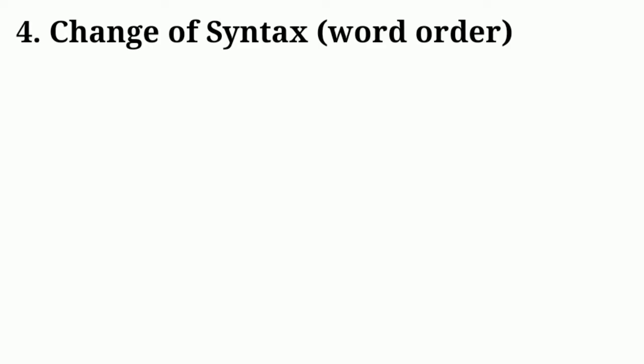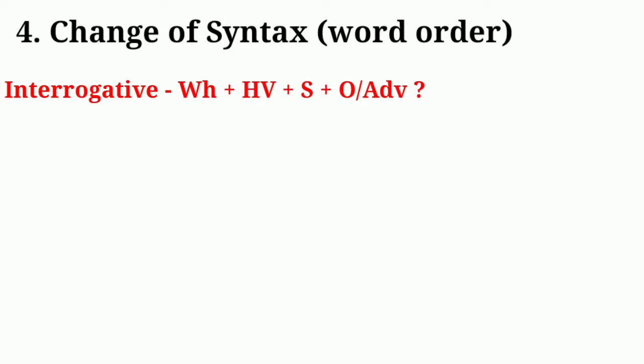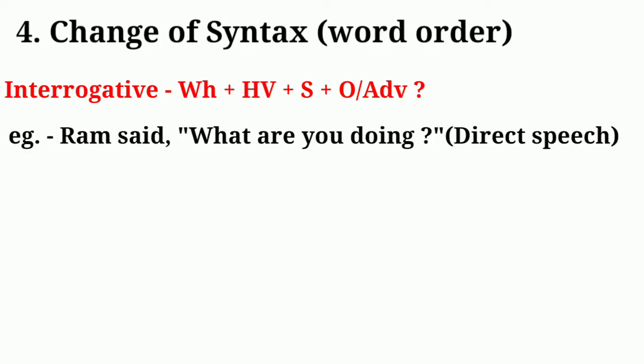In this way, we are going to observe the fourth change, that is change of syntax, means word order. Word order changes in narration. For example, in an interrogative sentence, the sequence of words remains like this: WH word, helping verb, subject, then object or adverbial. One example is here.